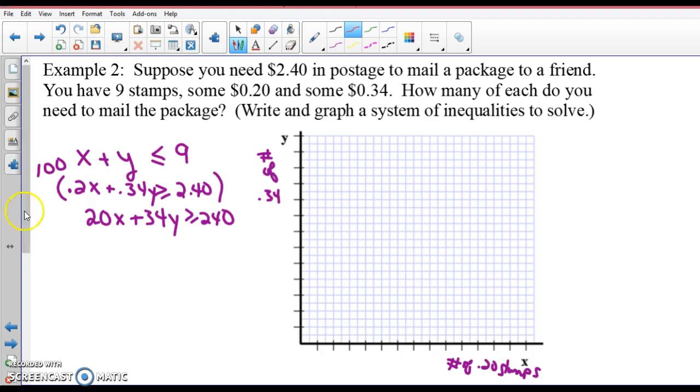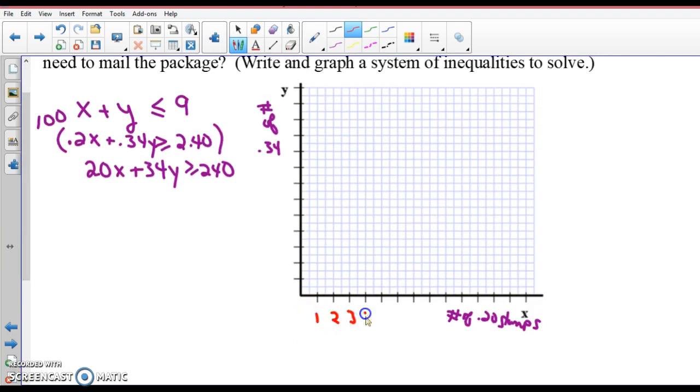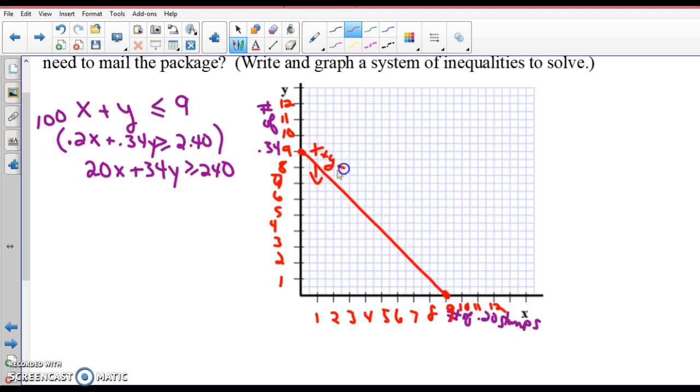I'm going to go by ones on my axis. 1, 2, 3, 4, 5, 6, 7, 8, 9. 1, 2, 3, 4, 5, 6, 7, 8, 9, 10, 11, 12. All right, so my first, x plus y equals 9. Wouldn't the x and the y intercept both be 9? Solid line. And which way would I shade on that? Down. Okay, we're going to shade down. I'm going to label this x plus y equals 9.